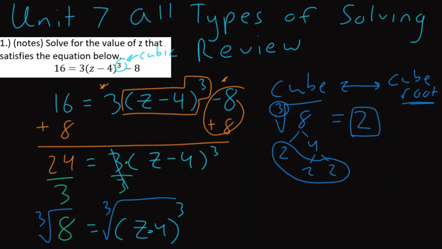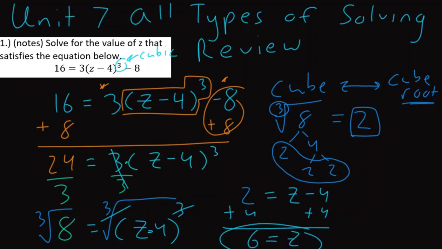Now from here, this allows me to write 2 equals our original function, z minus 4, because the cube root and the cube have canceled. And from here, all we have to do is add 4 to both sides. We can say 6 is equal to z. Pause the video, finish taking notes. Let's move on to our second example.